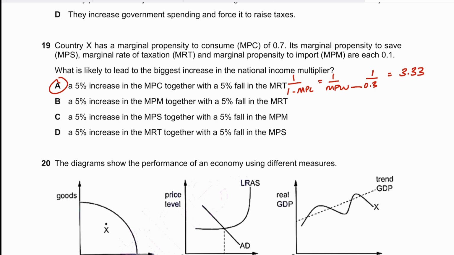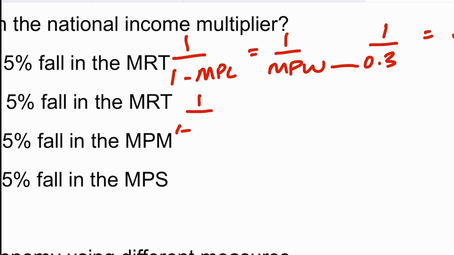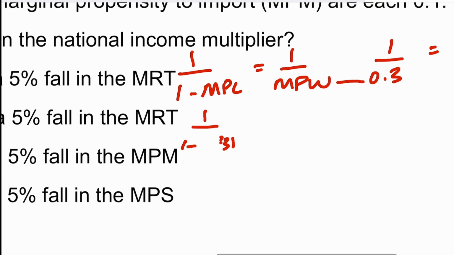And so if the MPC goes up by 5%, then it would be 1 over 1 minus the new MPC. The new MPC would be 105% of 0.7, and that should come up to 0.735. So 1 minus 0.735, right? Okay, my mind is not working right now. Just a second, I'm so sorry. 0.735. And so 1 minus 0.735, that should be 0.265. So 1 over the answer would be 3.77. So the new multiplier would be 3.77.